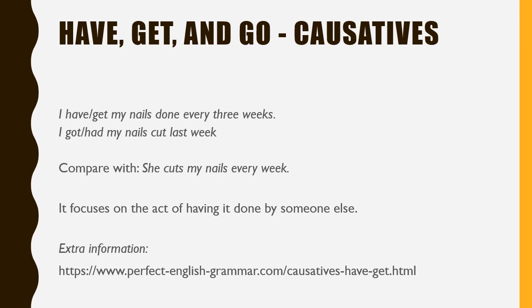So an example would be, I have my nails done every 3 weeks. Or I got my nails cut last week, which you can compare with she cuts my nails every week. And then you'll see that the causatives focus on emphasis instead of the person causing the action to happen. So I got my nails cut last week focuses on the act of having it done by someone else, while the second sentence, she cuts my nails every week, focuses on the she person, which we leave out in the causative.